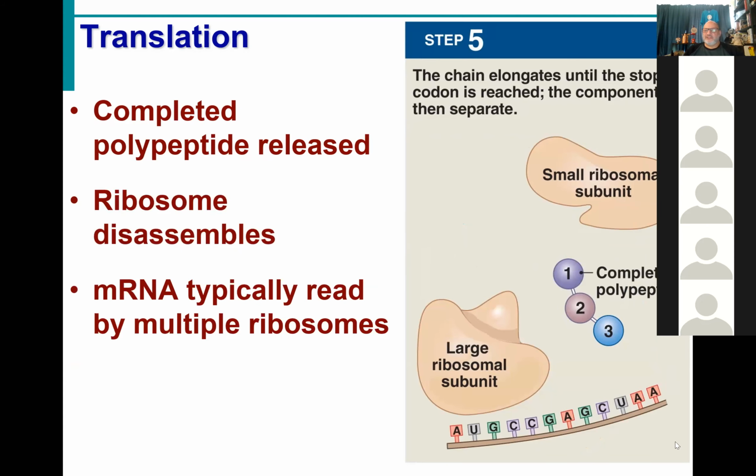Again, we didn't modify or change our messenger RNA. Yes, ATP is used in this process. If you take Micro 400, they may get more into all of the steps of what the ribosome is doing. We're not going to worry about all of that process. But yes, absolutely ATP is used in this process.